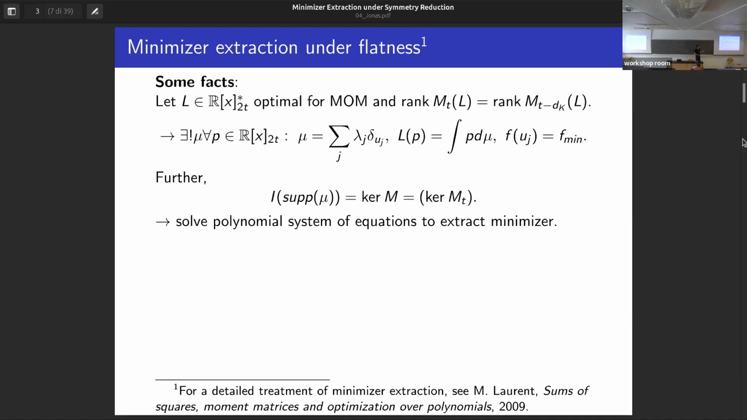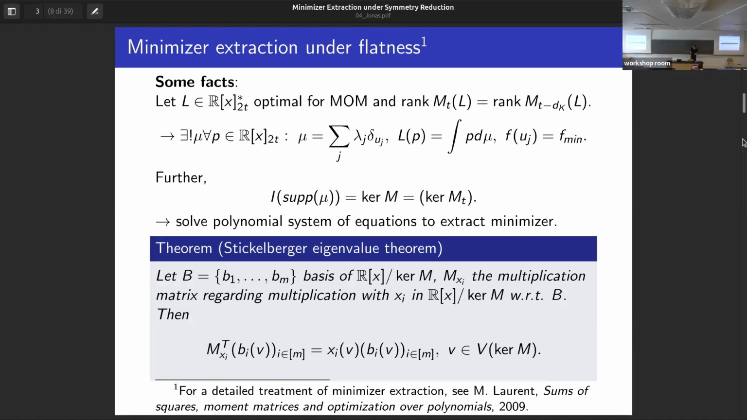So everything put together, you're interested in computing the support of mu. You get a system of polynomial equations from the kernel of the matrix you have access to, and this is the polynomial system that you want to solve. And then you would get the minimizer of your polynomial optimization problem. Okay, and this is usually done with Stickelberger's eigenvalue theorem. Let me say a couple of words about this.